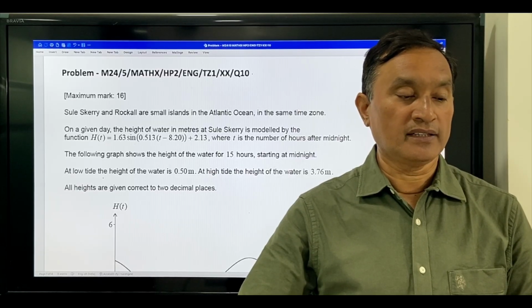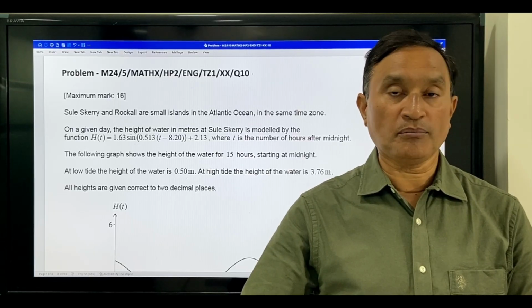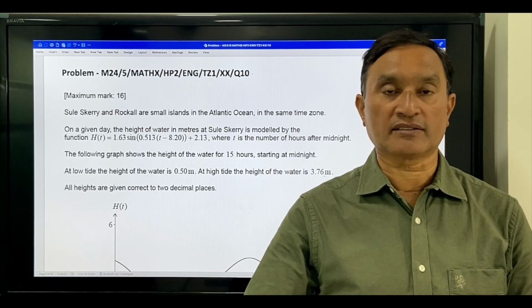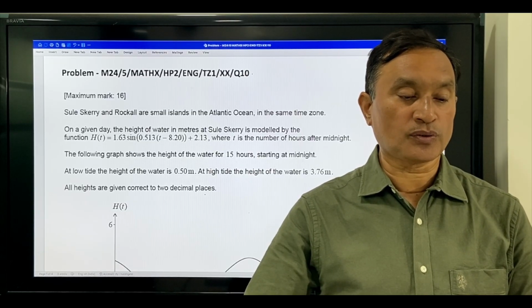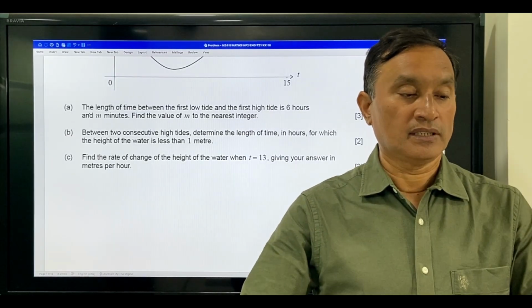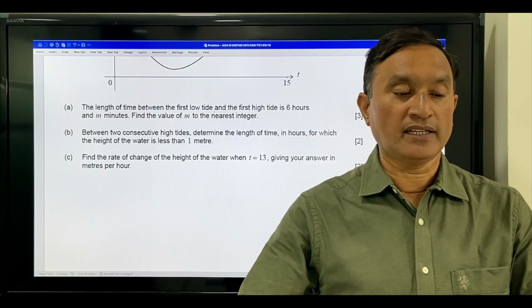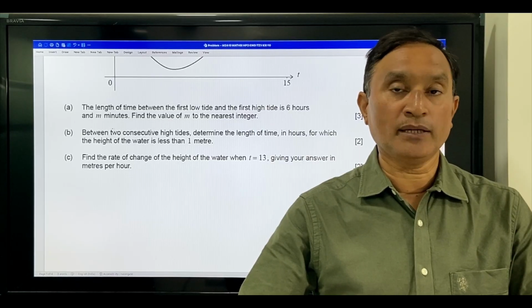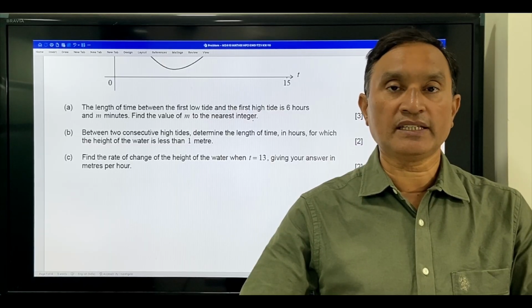At low tide, the height of the water is 0.5 meter. At high tide, the height of the water is 3.76 meters. All heights are given correct to 2 decimal places. A. The length of time between the first low tide and first high tide is 6 hours and m minutes. Find the value of m to the nearest integer.